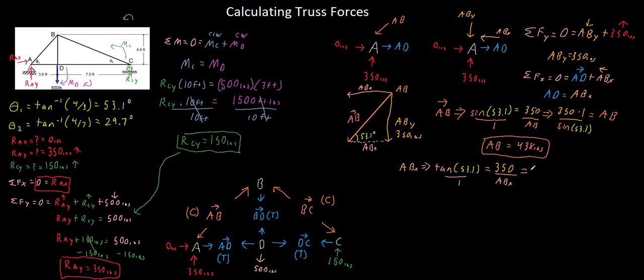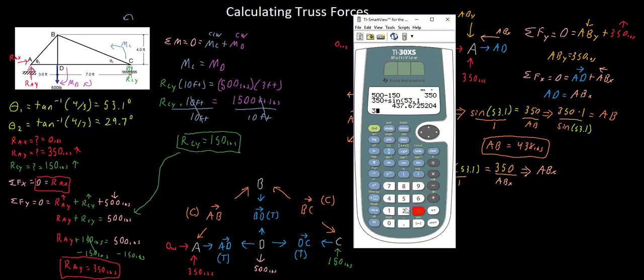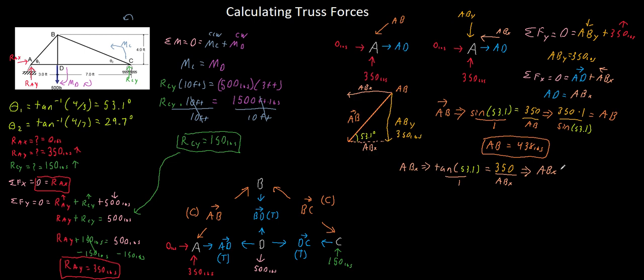We could say, therefore, ABX equals, and I don't know, but I'm just going to type it in my calculator. It's 350 divided by the tangent of 53.1 degrees. So what do we get? We get a vector force at ABX of 263. I believe that was 263, right? Yeah, it rounds up to 263 pounds.